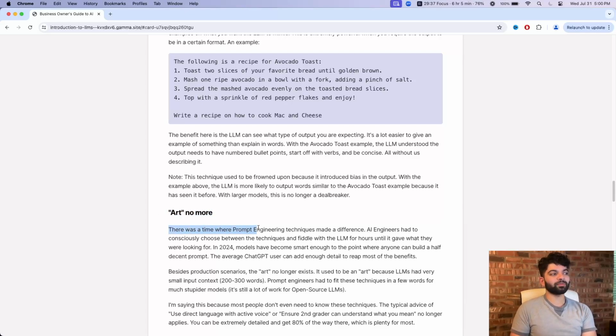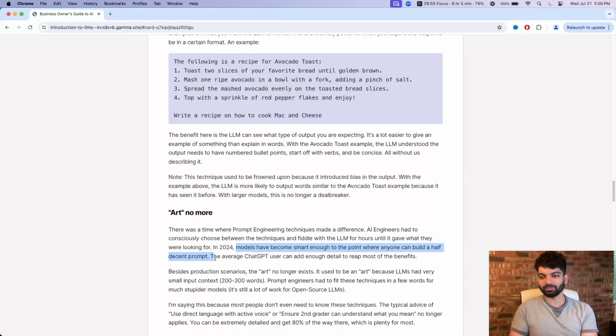There was a time where prompt engineering techniques made a difference. As AI engineers, I had to consciously choose between the different techniques. I had to go between 10 different techniques, try all 10, and then see which one works the best based on my test cases. In 2024, the models have become smart enough to the point where anybody can build a half-decent prompt.